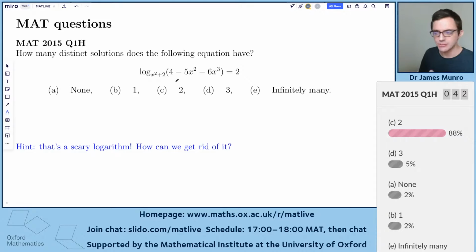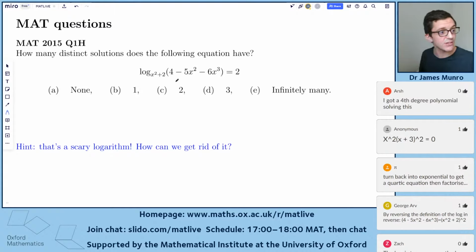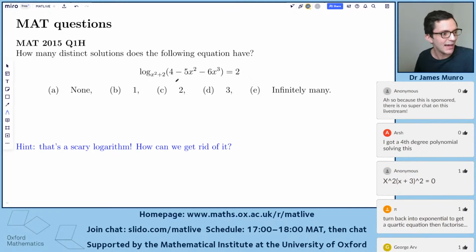Okay. Right, good. Okay. Let's try and solve this question with help from chat. I'm going to have a look at what people are saying in chat now. Okay, so there is a quartic equation. So despite all of this, a fourth order polynomial, degree 4 polynomial. Yeah, aha. And somebody's put down a polynomial. And I like this suggestion. Turn back into an exponential and reverse the definition, George says. Zach wants to re-express the logarithm. So yeah, I think we're getting there. Yep, I'm good with what B says as well.